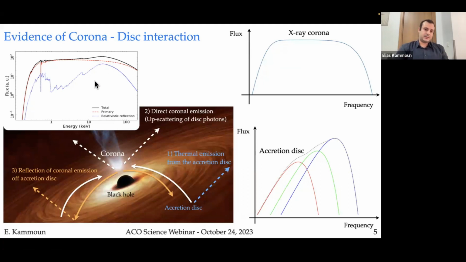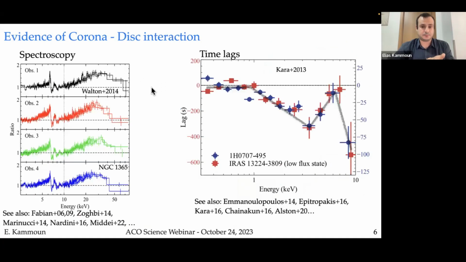Of course, by using the reflection, we can infer more about how the spin of the black hole is affecting this. We can measure the spin of the black hole. We can measure the structure of the corona, its height. We can measure the inclination. So by studying this reflection, we can infer a lot of information about the corona and the disk. So this is one of the first pieces of evidence about the corona and disk interaction.